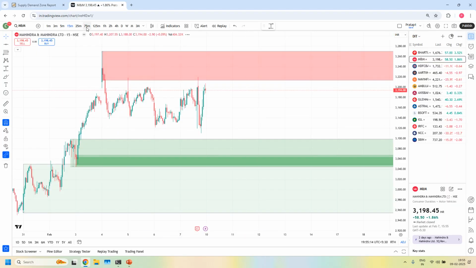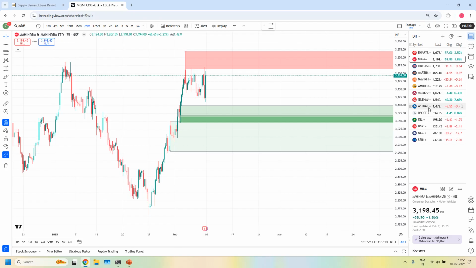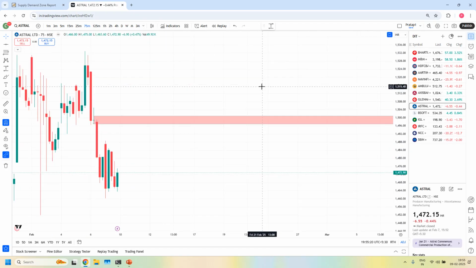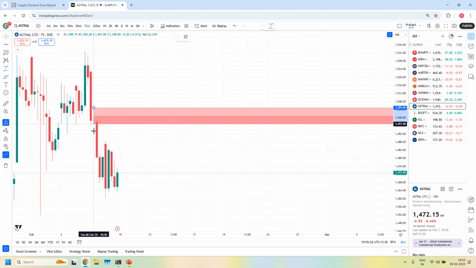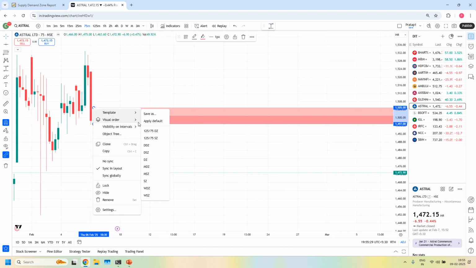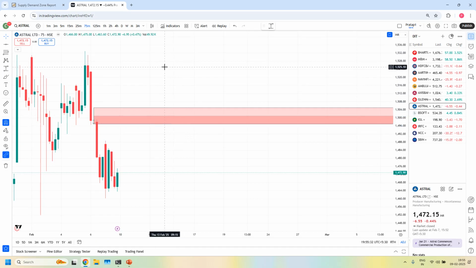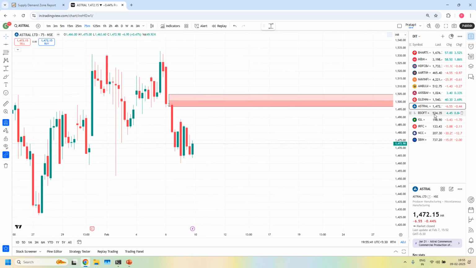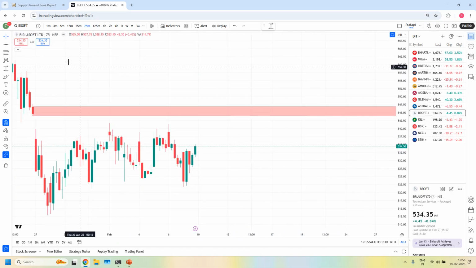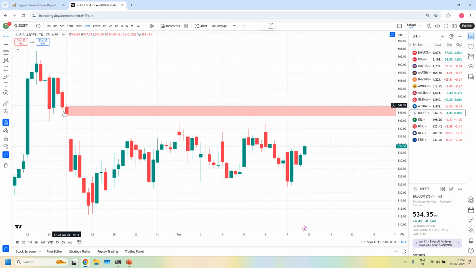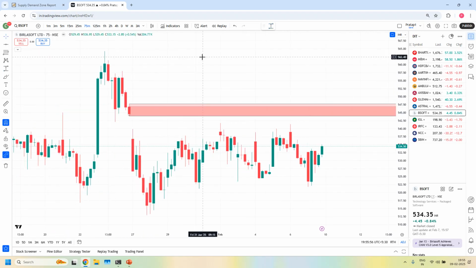So now let me go to the 75 minutes time frame and open one by one. First one is Astral. Is there any 75 minute zone? Yes, see here. You have a drop, base, drop. Let me draw the 75 minute zone. So this is the 75 minute supply zone. Inside the 75 we have the 15 minute supply zone overlapped. Similarly, let me go to the next stock, Birlasoft. See, in Birlasoft also you have a drop, base, drop. Let me draw the 75 minute supply zone. See, inside the 75 minutes we have the 15 minute supply zone.